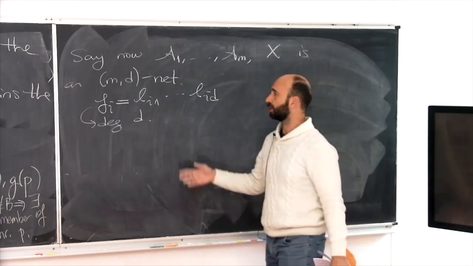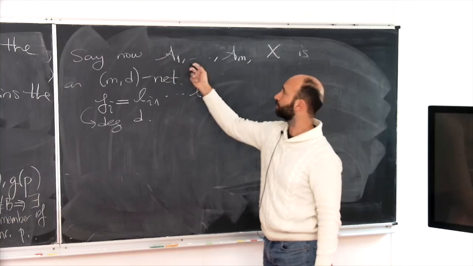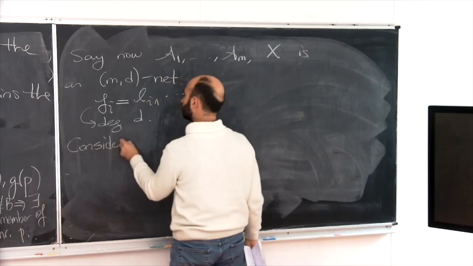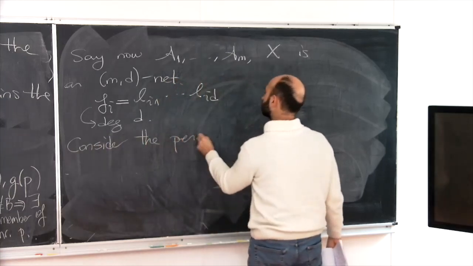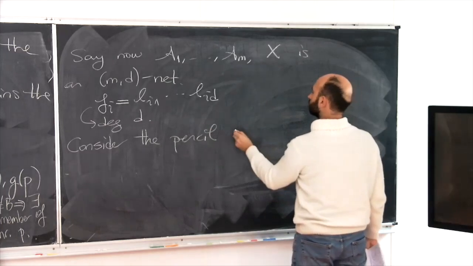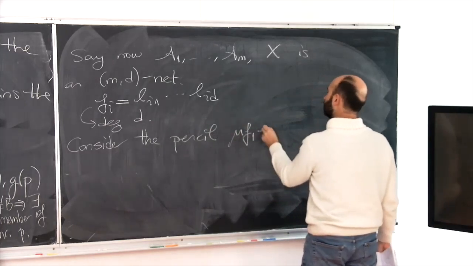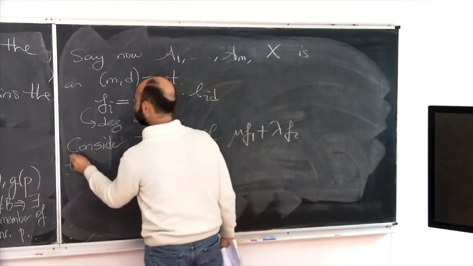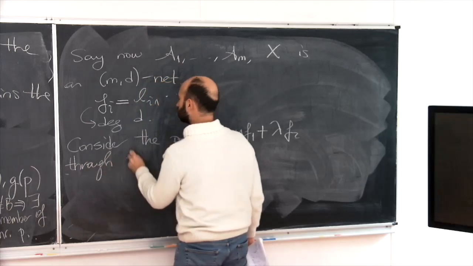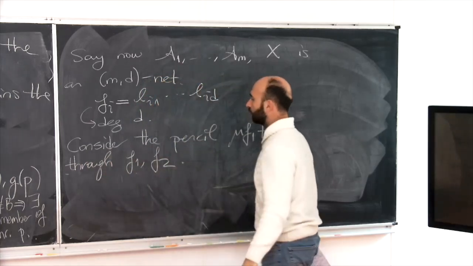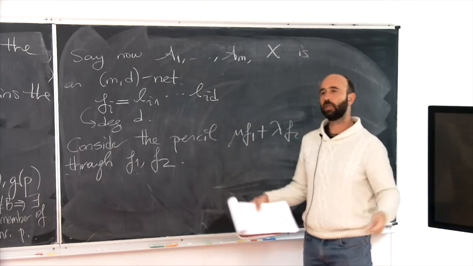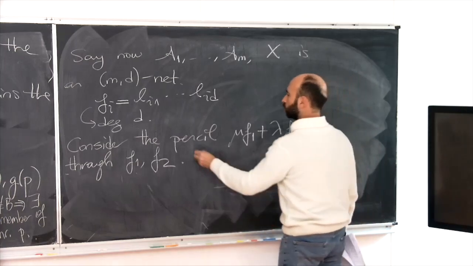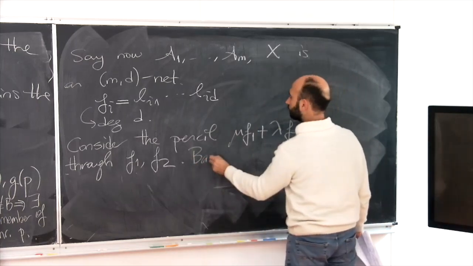Now pick the first two, let's say, or any two of these polynomials. Let's pick F1 and F2. So consider the pencil, let's say mu F1 plus lambda F2 through F1 and F2. So this will be some pencil of degree d curves. Then the base locus will exactly be X.